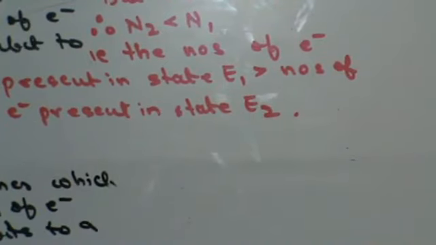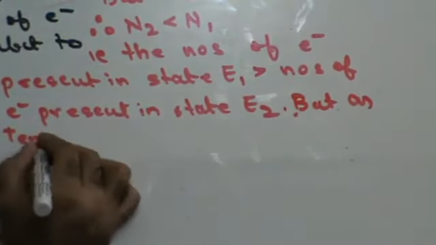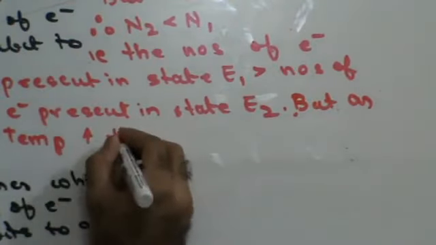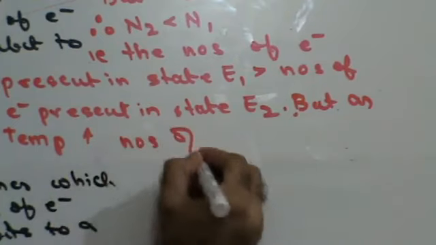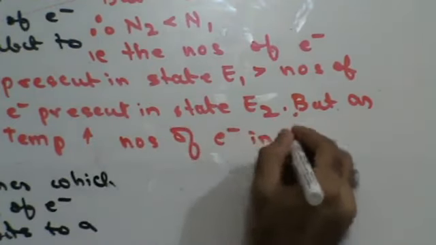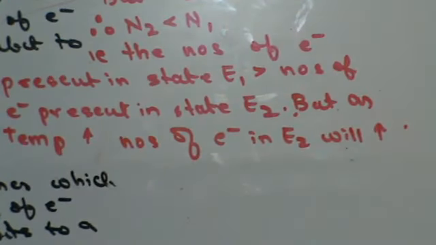Now, for higher temperature, as the temperature increases, N2 will increase. That means as the temperature increases, the number of atoms in the excited state E2 will increase, right? But as temperature increases, the number of electrons in E2 will increase, right?